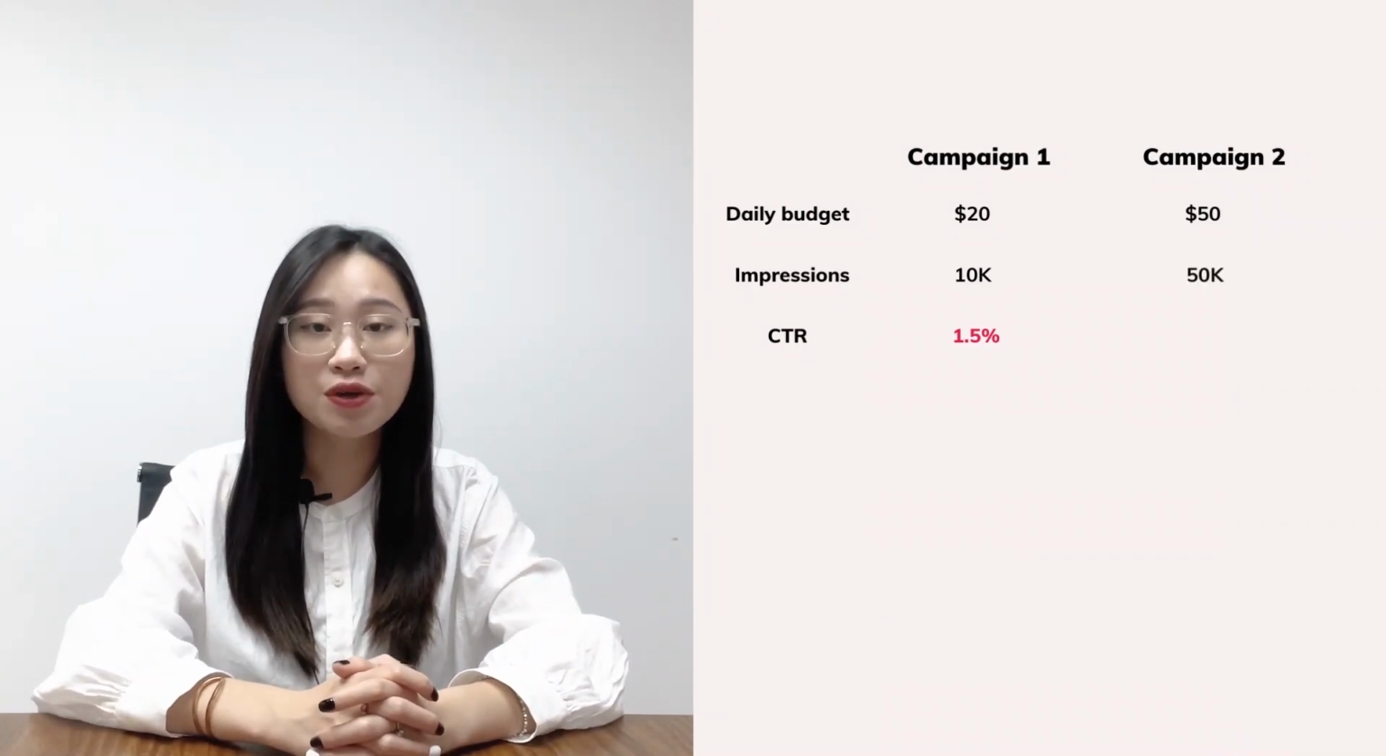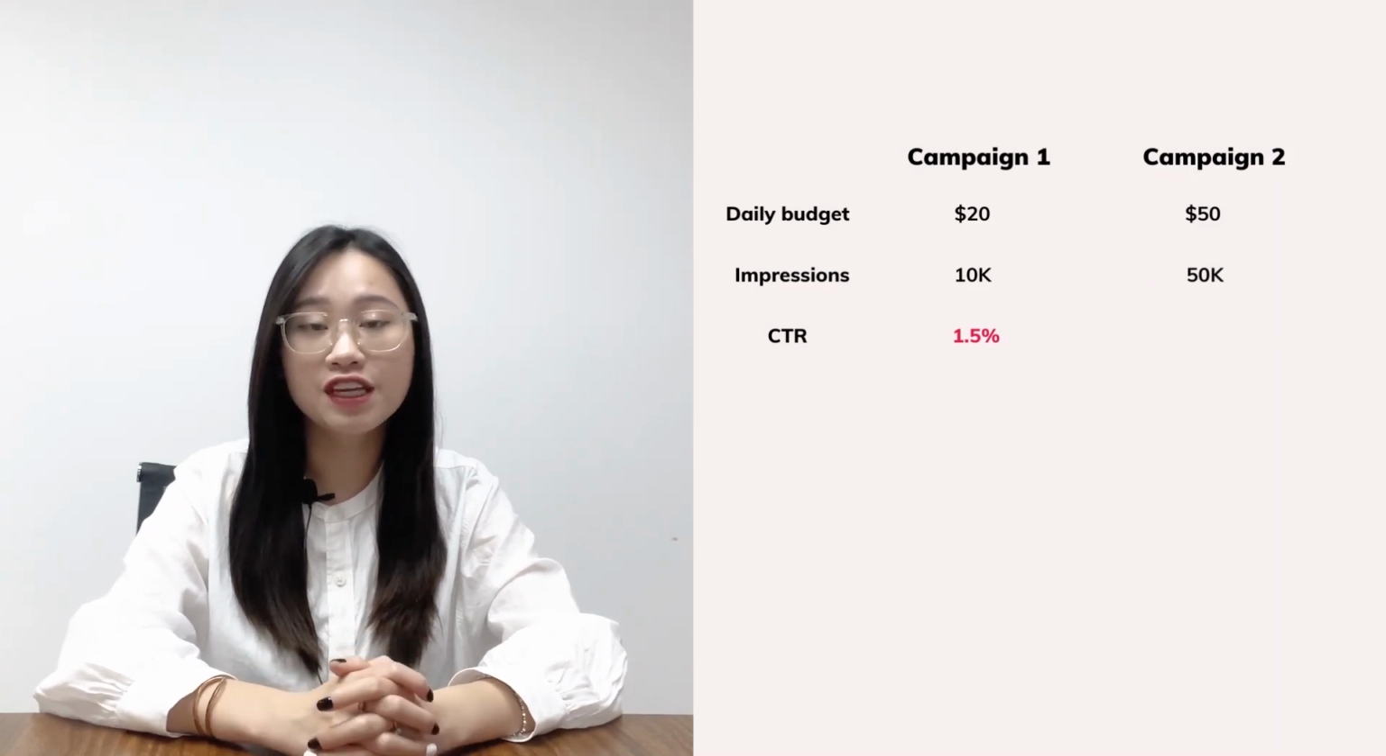In the next campaign, you decide to increase the daily budget to $50 USD, and with a higher budget, you will receive more impressions, which is 50 impressions. However, you receive a low click rate, which is 0.8%. So what is the reason?